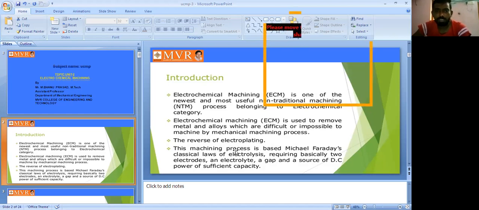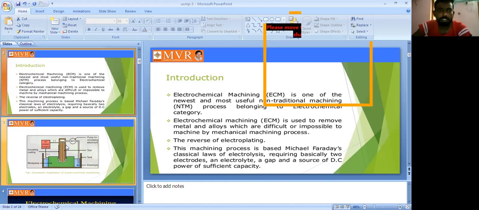This machining process is based on Michael Faraday's classical law of electrolysis. It basically requires two electrodes, an electrolyte, a gap, and a source of DC power of sufficient capacity. ECM depends on Michael Faraday's classical law of electrolysis, and based on this principle the process works, using a DC power supply. So that is the introduction of the electrochemical machining process.